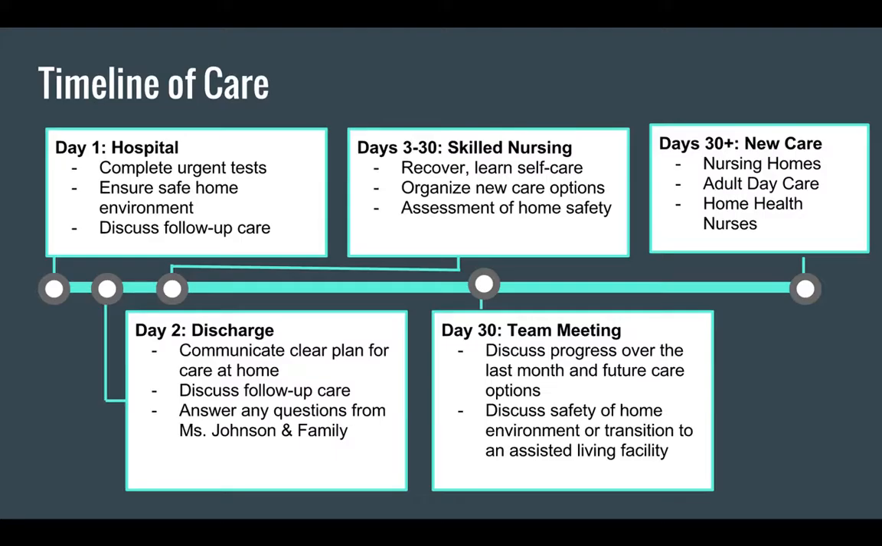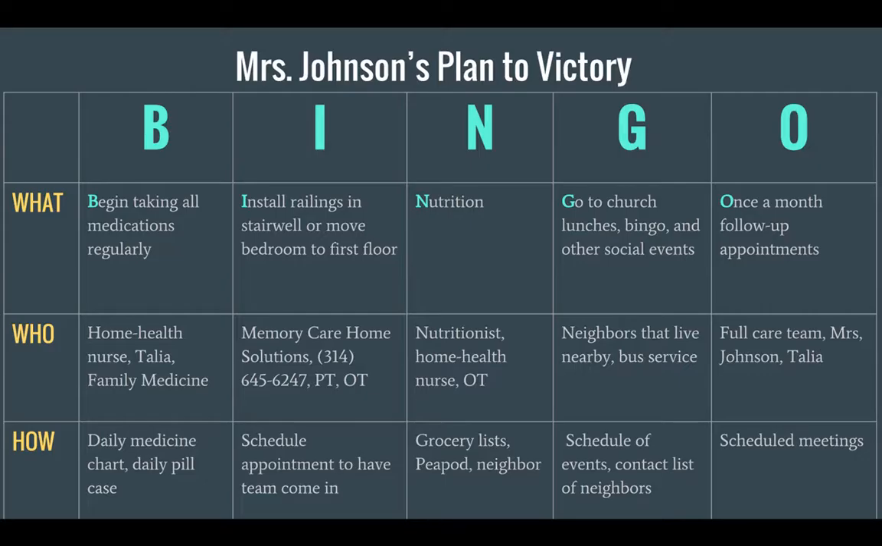We would also like to organize new care options at this point and continue our assessment of home safety. At the end of the month, we would like to have a team meeting where we can discuss the progress of the last month and future care options. Again, here we would return to the safety of the home environment, or we could transition to an assisted living facility. And then after the end of the month, we would like to see Mrs. Johnson in a more permanent care situation, whether that be a nursing home, adult daycare, or a home health care nurse, which we described on the previous slide.